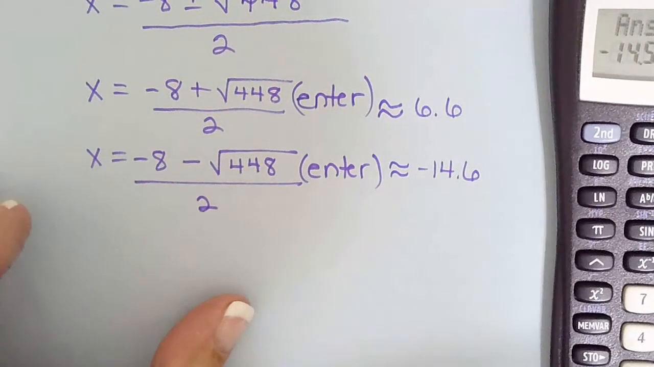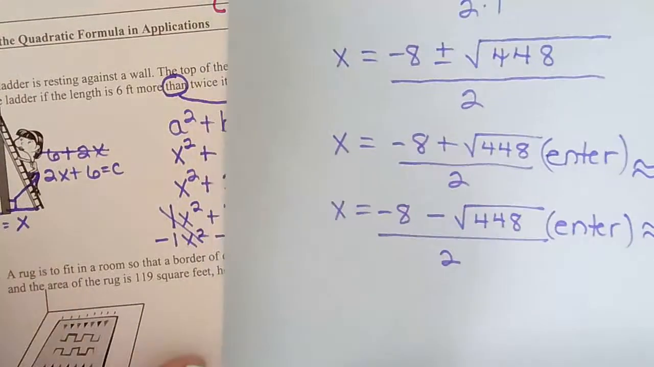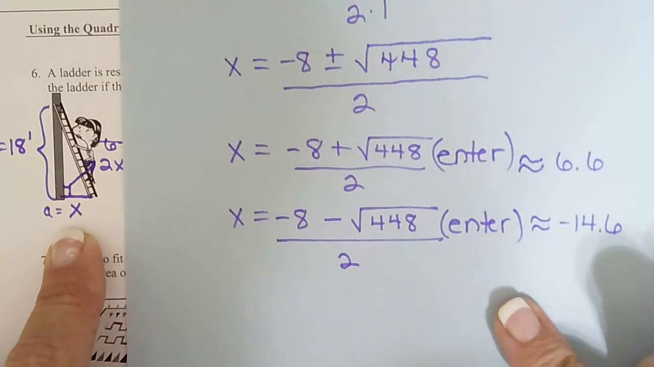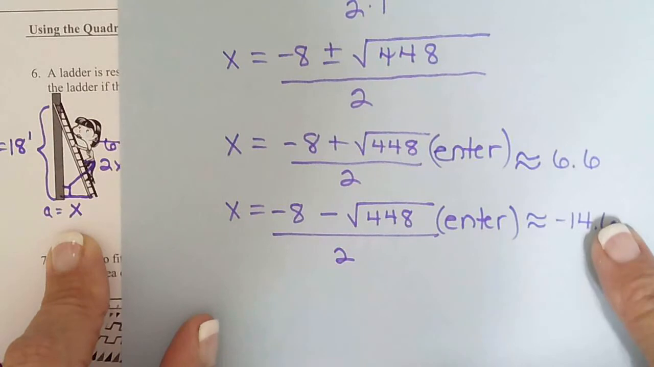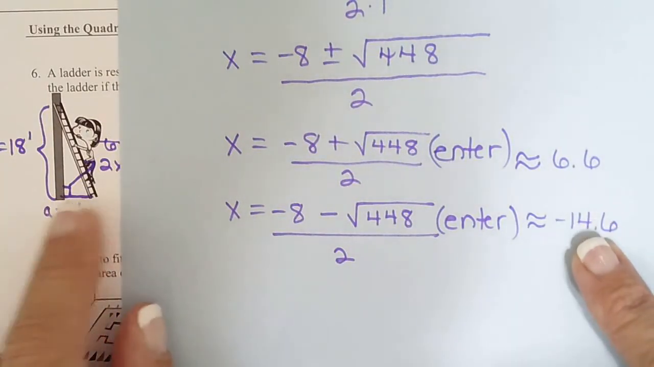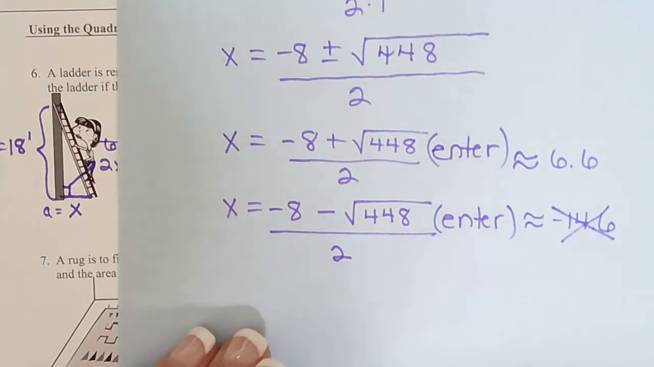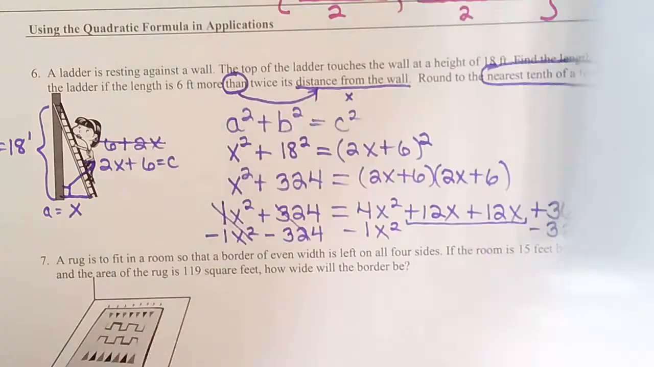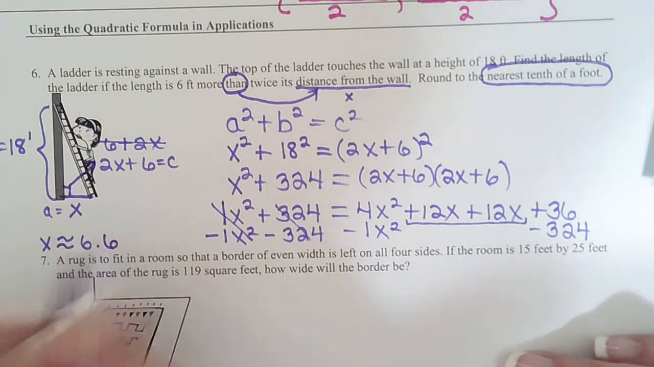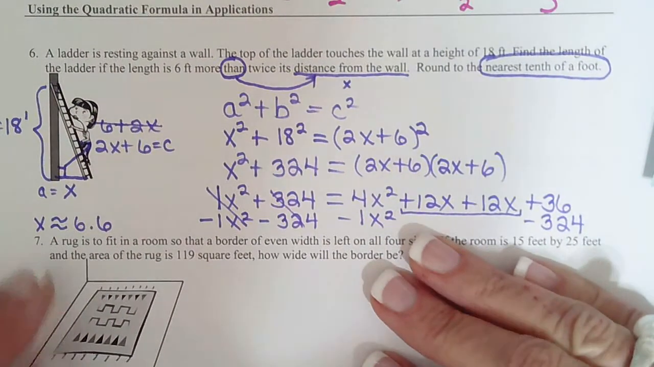Okay, time to go back to the other side. See what x is? X is the side of a triangle. So do both of those answers make sense for x? No, this doesn't, right? I can't have a triangle -14.6 feet. So cross that one out. So take your 6.6, and we're going to write that here. X is approximately 6.6. But since this problem is never ending, they're trying to torture us.